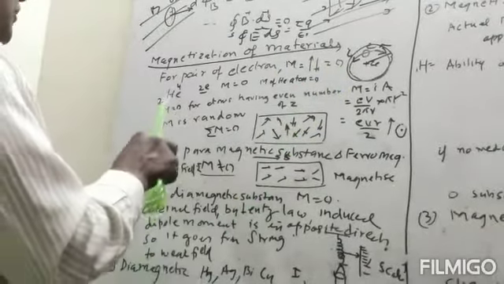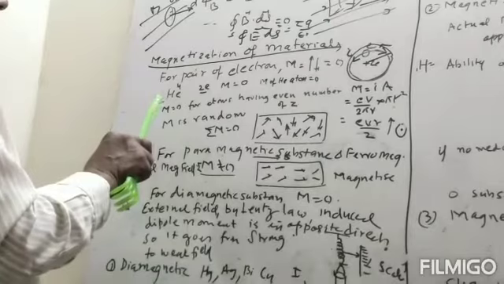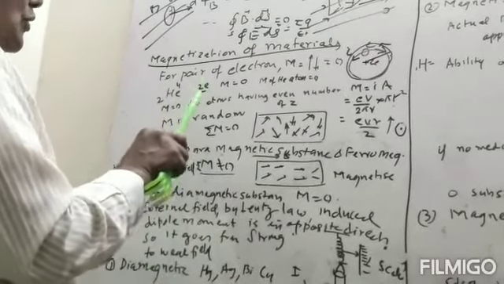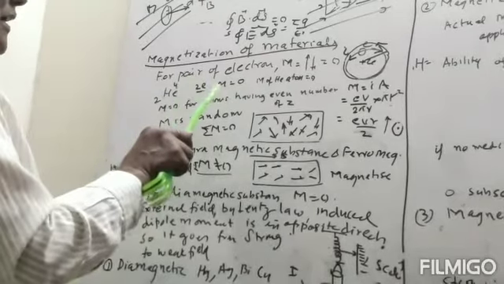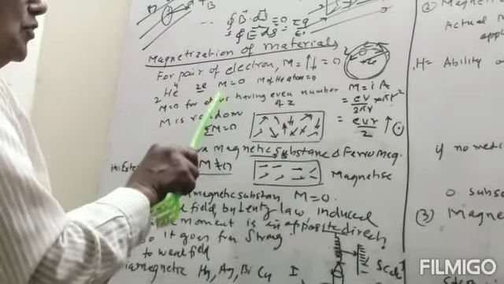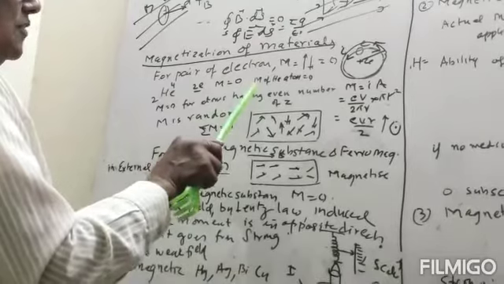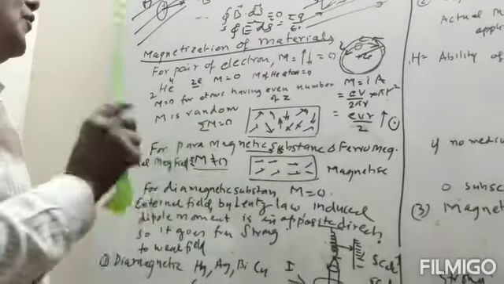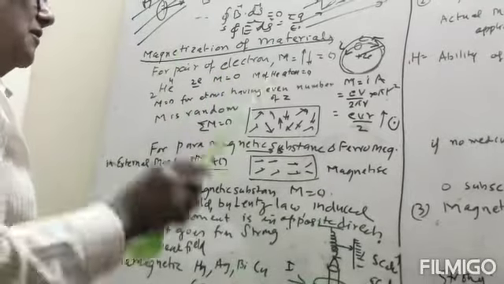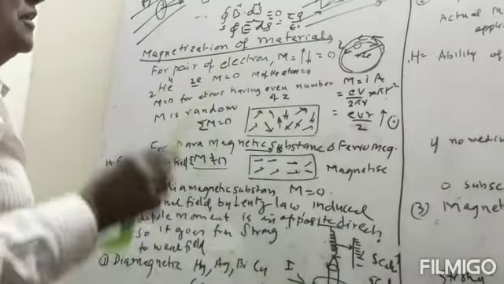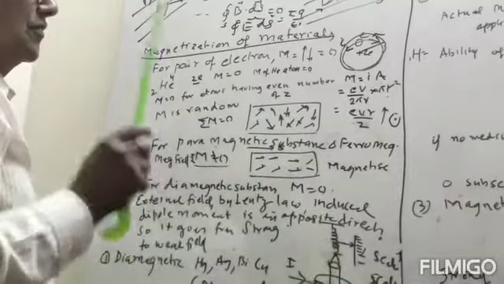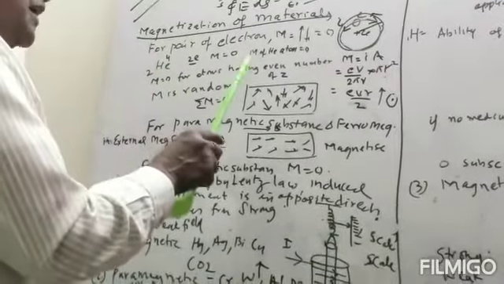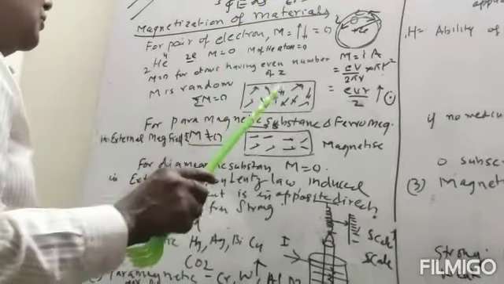We take the example of helium. Helium 2, helium 4 means there are 2 electrons. So 2 electrons means the magnetic moment will be equal to 0. So for elements like helium, in which there is an even number of electrons, the magnetic moment will be equal to 0.